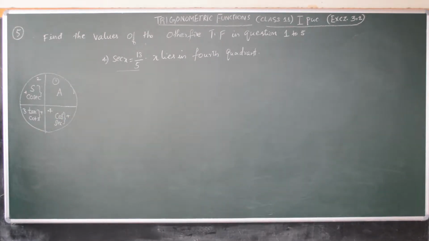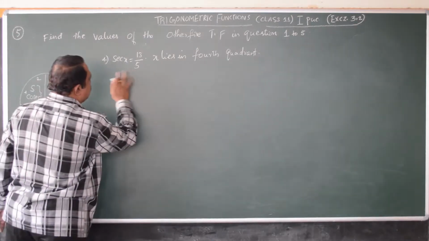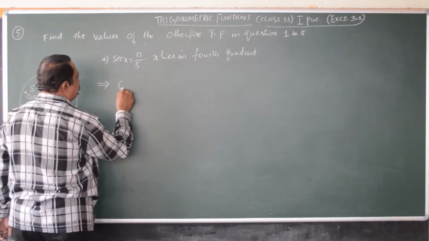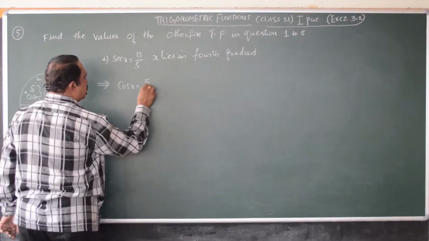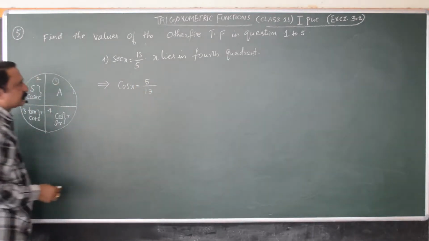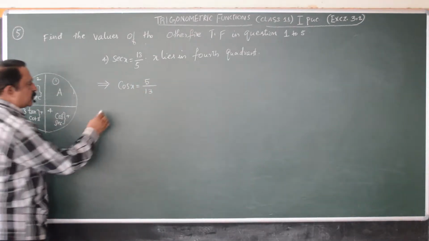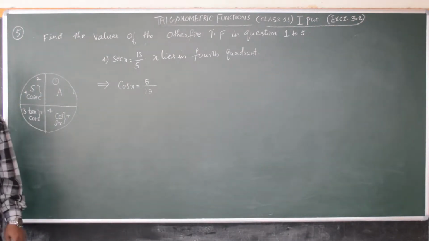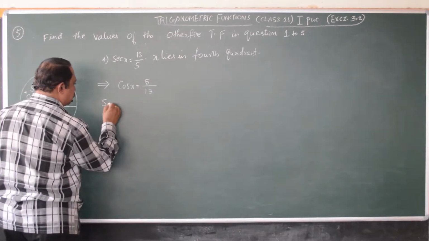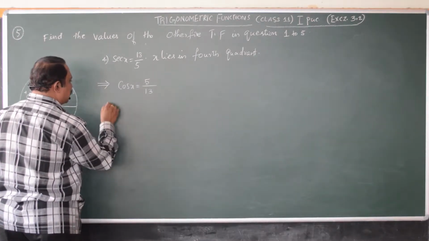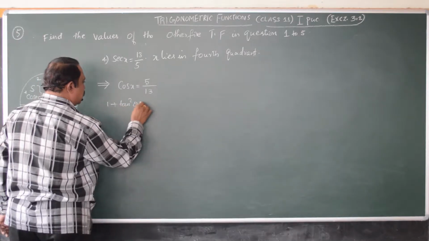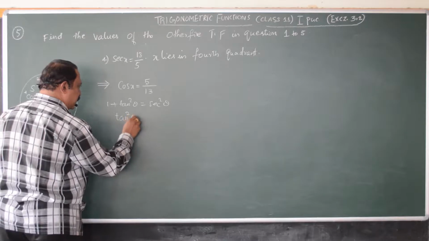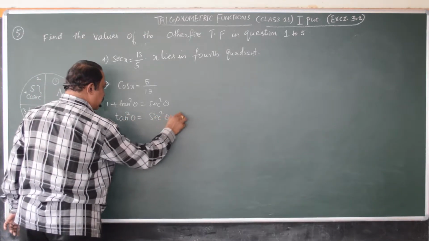Now x lies in the fourth quadrant, they have given. Now secant x is 13 by 5. So write the reciprocal function of secant x, which is cos x, which is 5 by 13. Now use the fact that 1 plus tan square theta is equal to secant square theta. So from this relation, tan square theta is secant square theta minus 1.